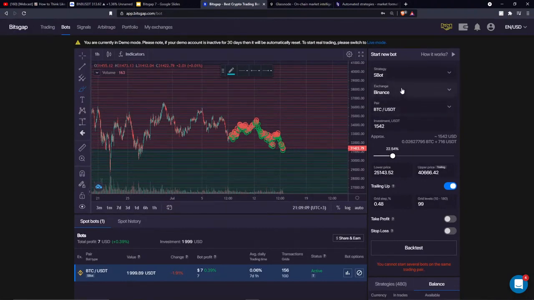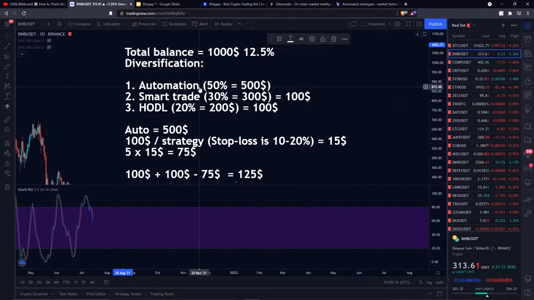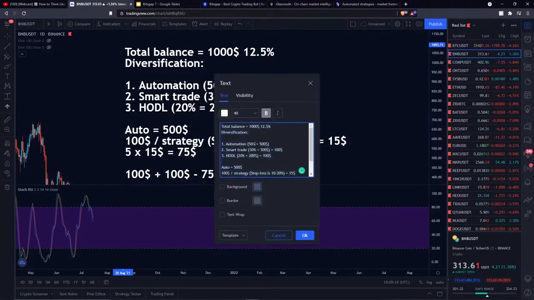Once you figure out, okay, you started trading with real money, let's say 3 months passed, and you feel like now is the time to reconsider the diversification distribution. For example, you see that in automation you make more, so maybe focus more on automation. Increase the value here, let's say to 60%. You notice that in smart trade you don't have enough time for smart trading, or you have fewer returns there, then minimize your allocation to 20%. So you see the HODL is a good one for you, you can increase it.